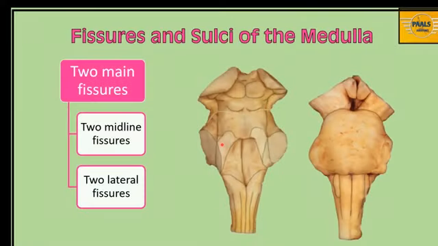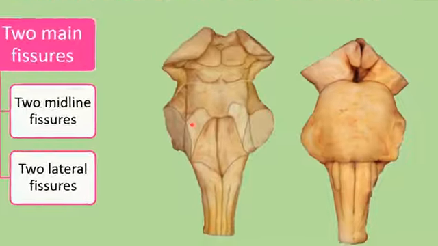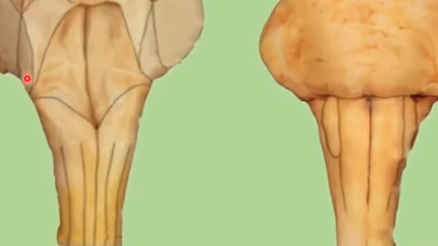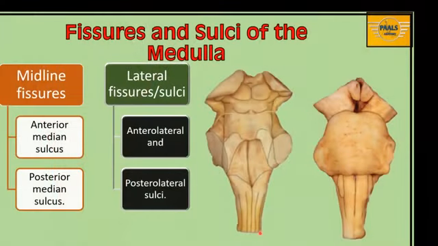In both anterior and posterior views of the medulla, we will see some fissures. This is a posterior view of the medulla, and here is an anterior view of the medulla. In both views, we have the midline fissure here anteriorly. We also have a midline fissure here posteriorly. Laterally, we can also see fissures. We can see this fissure running on the lateral side at this side, and also posteriorly, we can see the fissures running laterally. So we have two main fissures, the midline fissures and the lateral fissures.